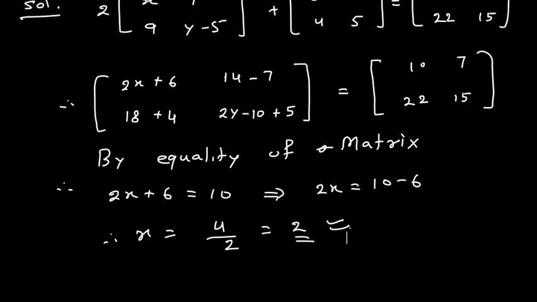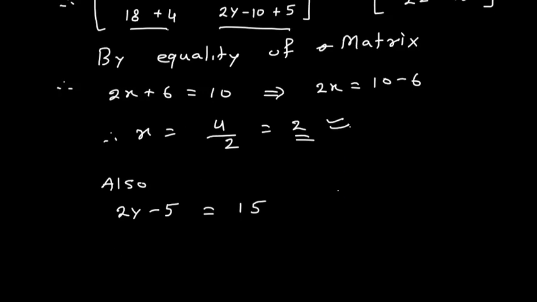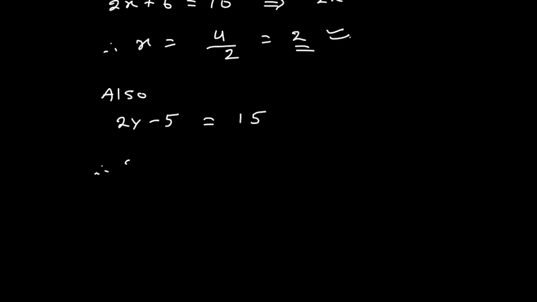Similarly, this term, because we wanted to find y. Okay, you can see that 14 minus 7 is 7. Yes, it is matching. 18 plus 4 is 22. This is matching. So this 2y minus 10 plus 5, that is, I will say 2y minus 5, on the left hand side, is equal to 15. So this gives me 2y equal to 15 plus 5, equal to 20.